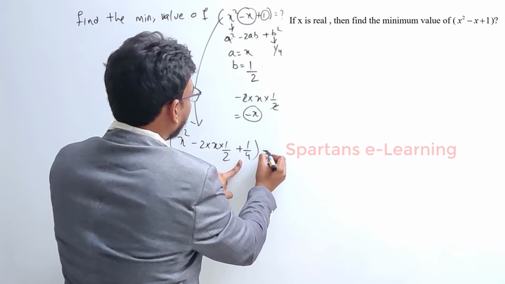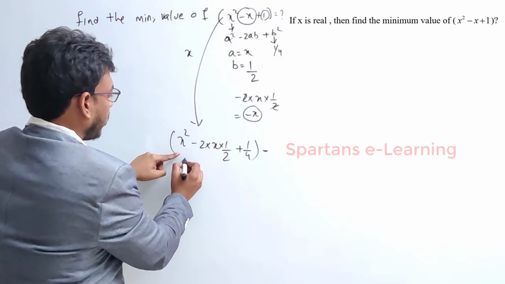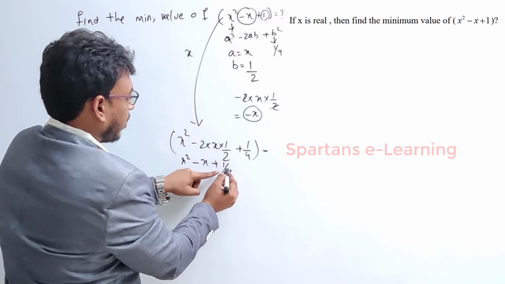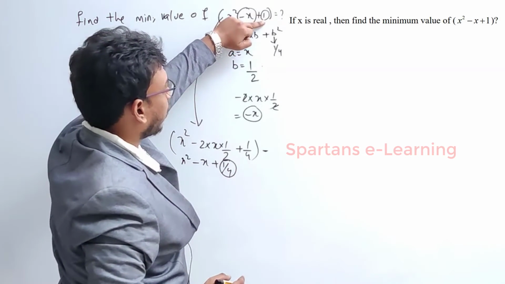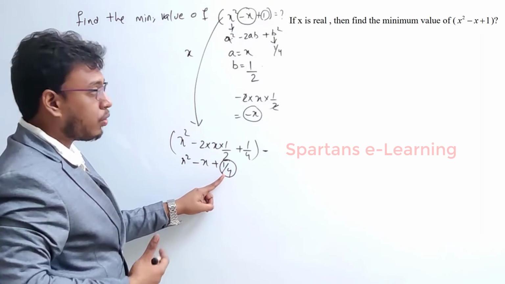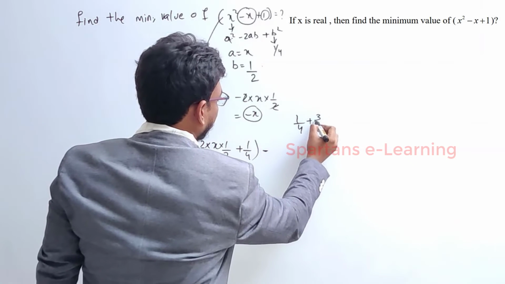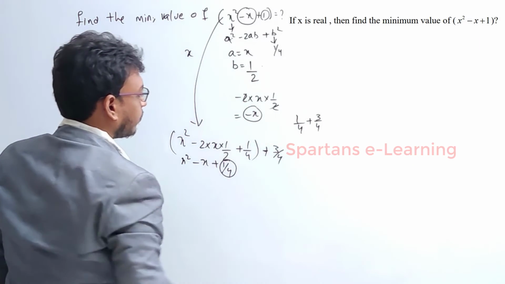Now you need to do something so that you will get 1 here, right? This actual function is, see here, if you simplify this, you will get x square minus x plus 1 by 4 is there, but actually you need 1 here. But here you have 1 by 4. What you have to do now? Now see here, 1 by 4 plus 3 by 4. If you do plus 3 by 4, you will get 1 here, okay?